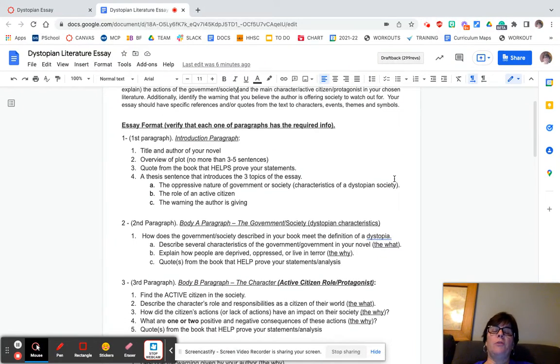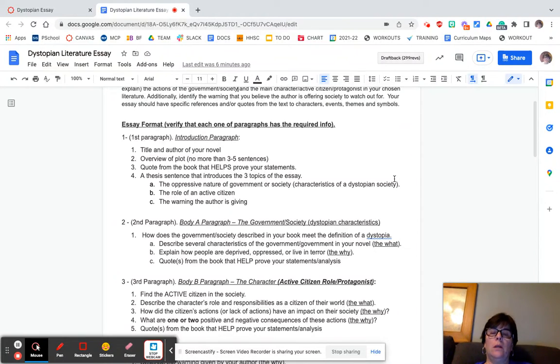So, essay format. Introduction. You need to introduce the title and the author of your novel in the very first sentence. I don't want a cheesy hook. I just want the author and title of your novel introduced. You're going to have an overview of your plot. So you pretty much have to tell me what your book is about, but in no more than 3 to 5 sentences. Obviously, you'll introduce the characters you're going to be talking about. You're going to give a basic idea of what the book is about.